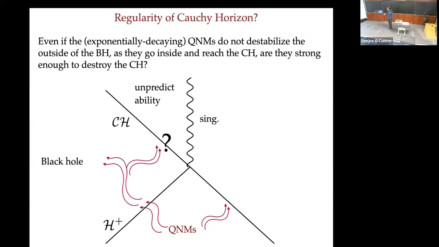The question is, and this has been shown mathematically, that's what really matters. The quantum modes that we did before, we were looking at scattering outside the black hole. Part of them are transmitted through the event horizon, and they reach the Cauchy horizon. So whenever they reach the Cauchy horizon, is the field strong enough to make the Cauchy horizon irregular, or not?